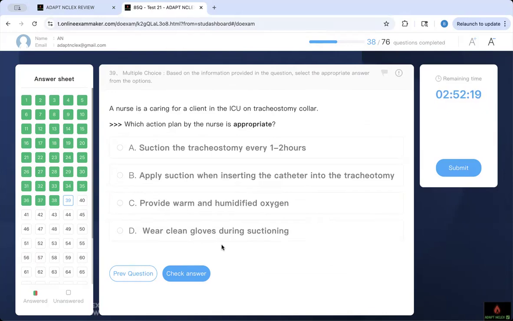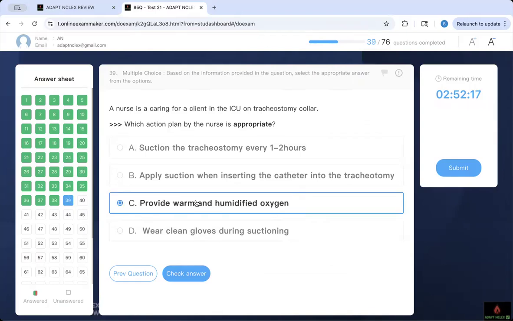You pick an answer? I can tell you, the right answer is warm, humidified oxygen to allow better absorption and prevent drying of the trach. You don't suction people every 1 to 2 hours just because they have a trach. It's not scheduled. You suction them if they need it, signs of a respiratory problem. And when you're inserting the catheter, there's no suction applied. It's a sterile procedure. Clean gloves is the wrong answer.